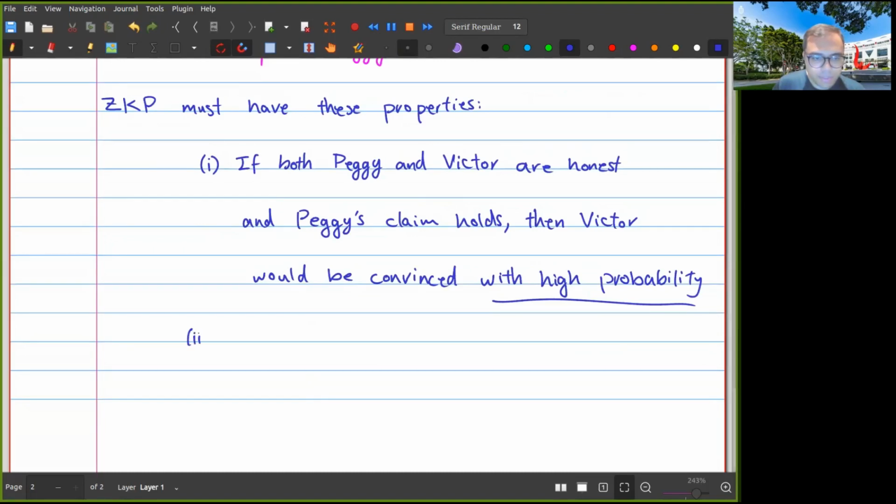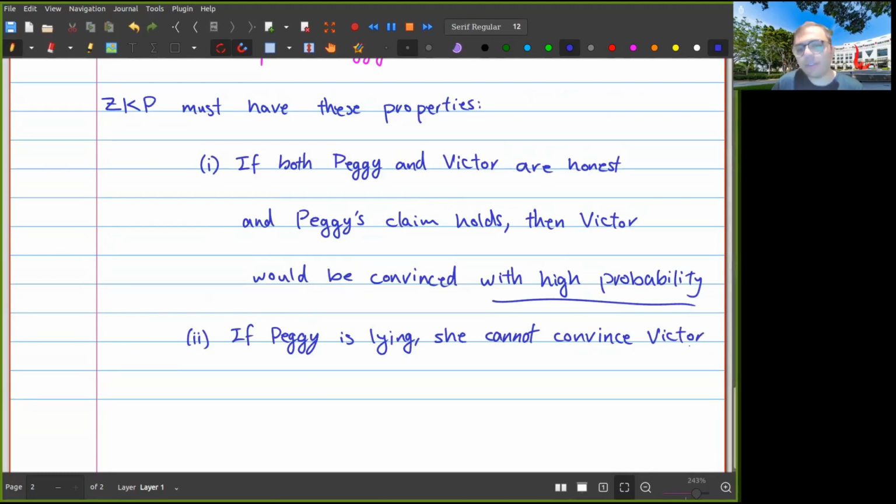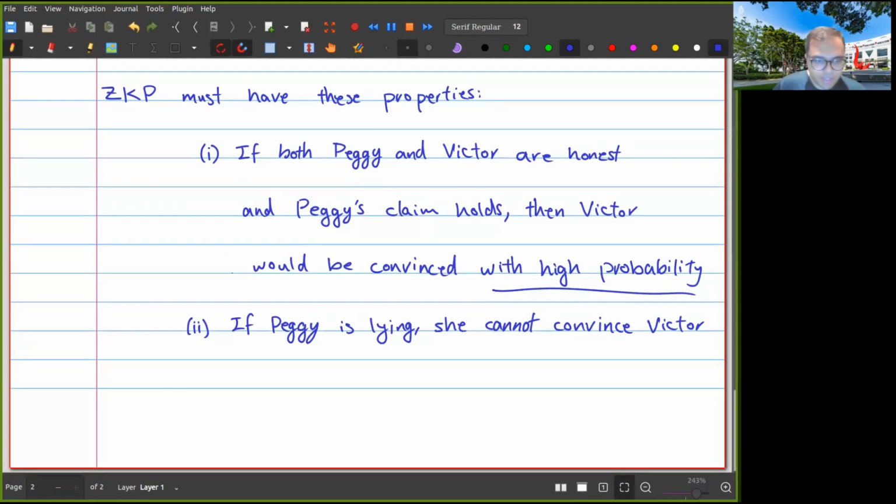The second property is that if Peggy is dishonest, or if Peggy is lying, then she cannot convince Victor. Or actually, to be more specific, she can only convince Victor with a very low probability, a probability that tends to zero. So effectively she cannot convince Victor. But these are just the definitions of a proof. The third definition is the most important part.